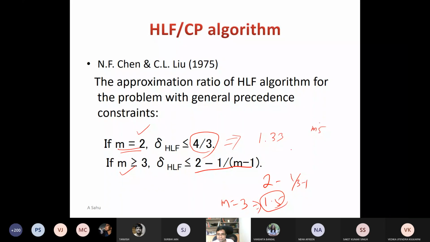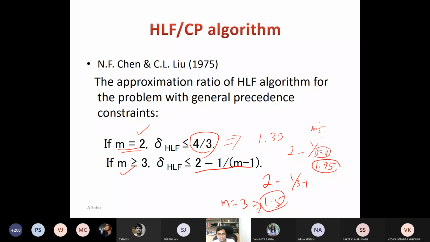Suppose m is equal to 5. So 2 minus 1 by 5 minus 1. What is 5 minus 1? 4. So 1 by 4. That means 1.75. Whenever the number of processors increases, the approximation ratio also increases.